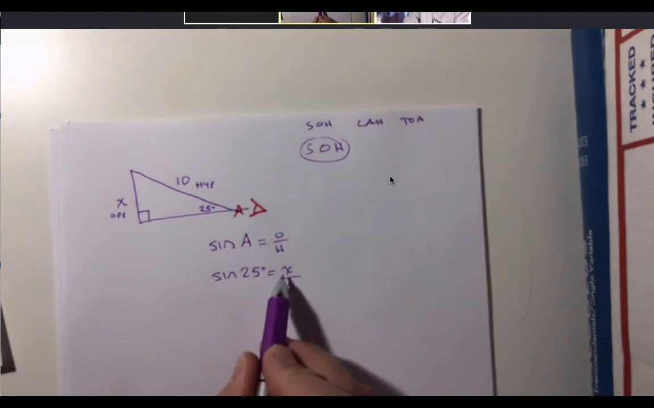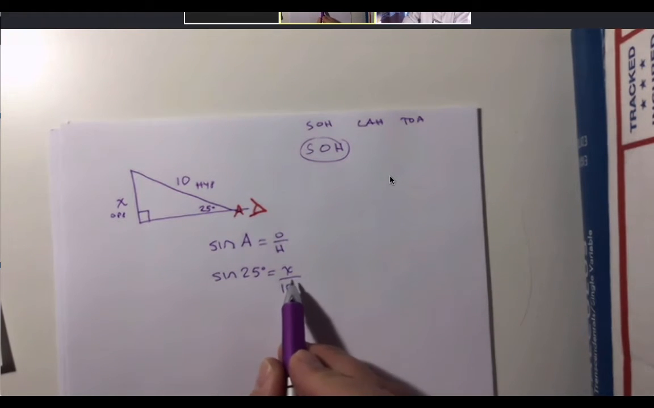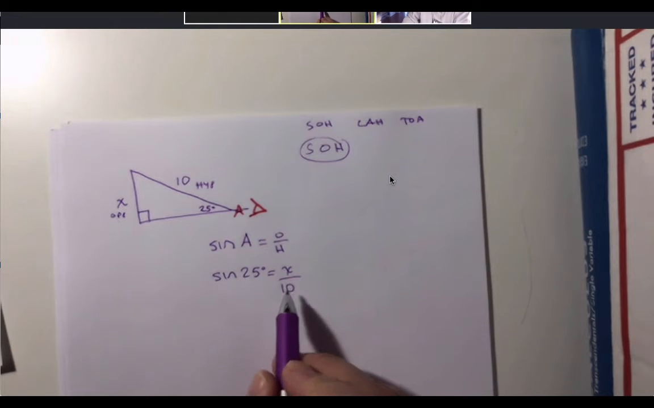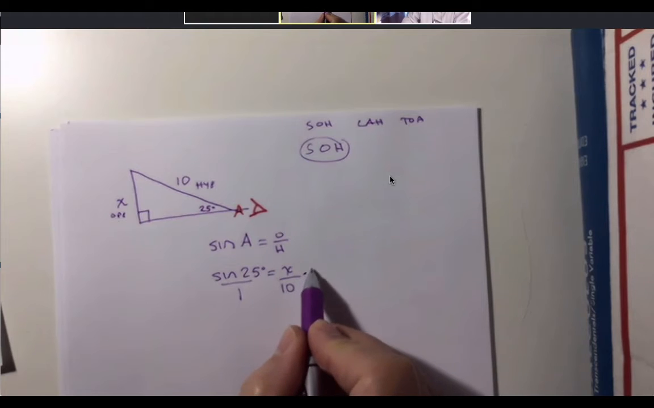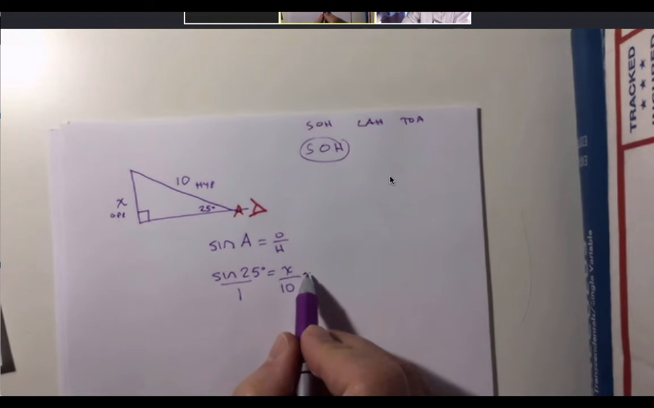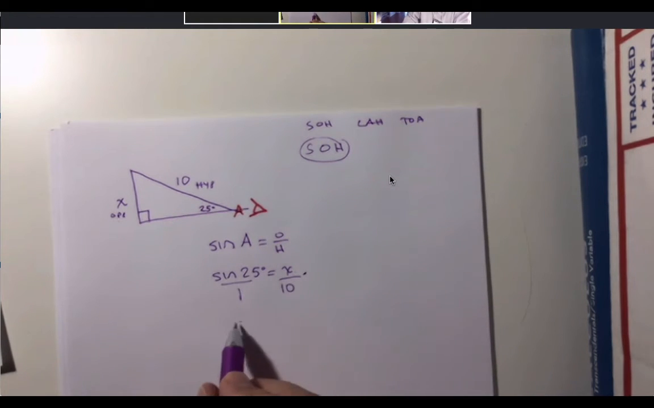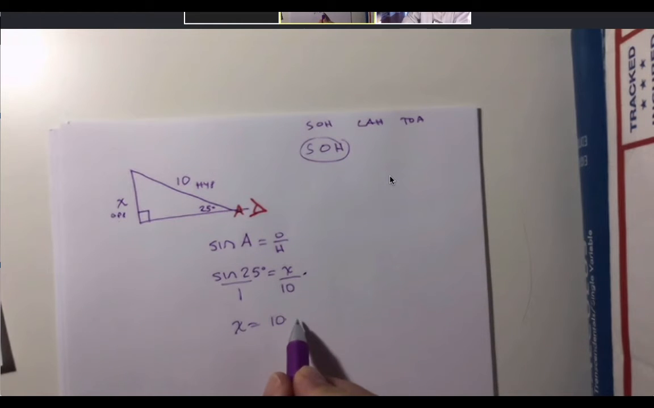Now I need to solve for x though. So I ask myself, what's being done to x? Well, right now it's being divided by 10. So I like to think about this always as a proportion. And I multiply both sides by 10, or I can cross multiply. It does the same operation. This is my exact answer. X equals 10 times the sine of 25.